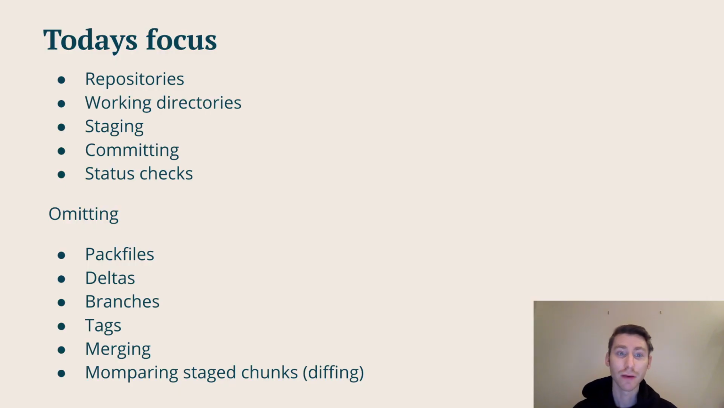Today we're going to be focusing on repositories, working directories, staging, committing, and status checks. There's a lot that I've left out, such as pack files, deltas, branches, tags, merging, and comparing the staged chunks, also known as diffing. I may do a follow-up post.